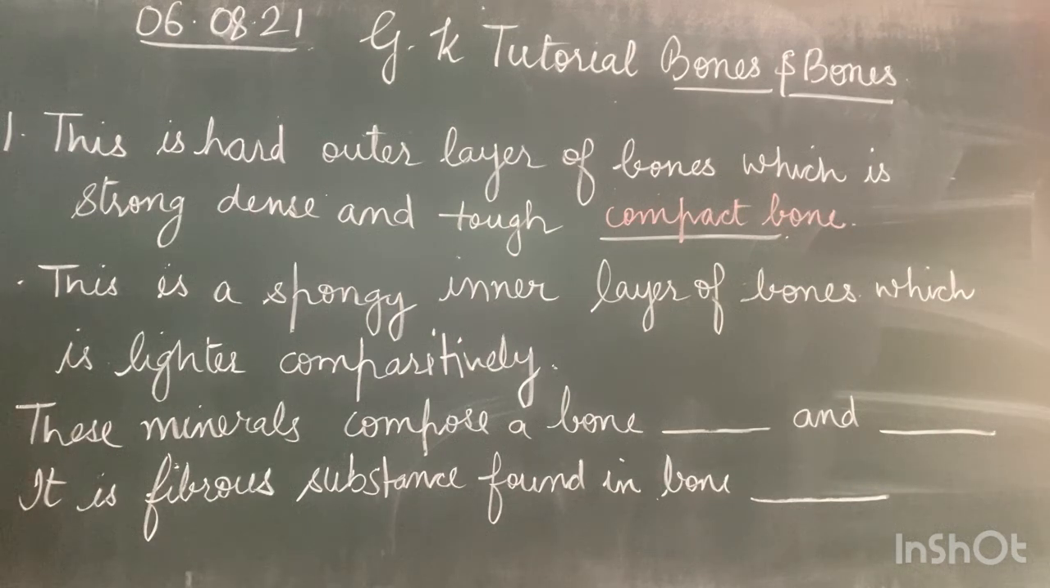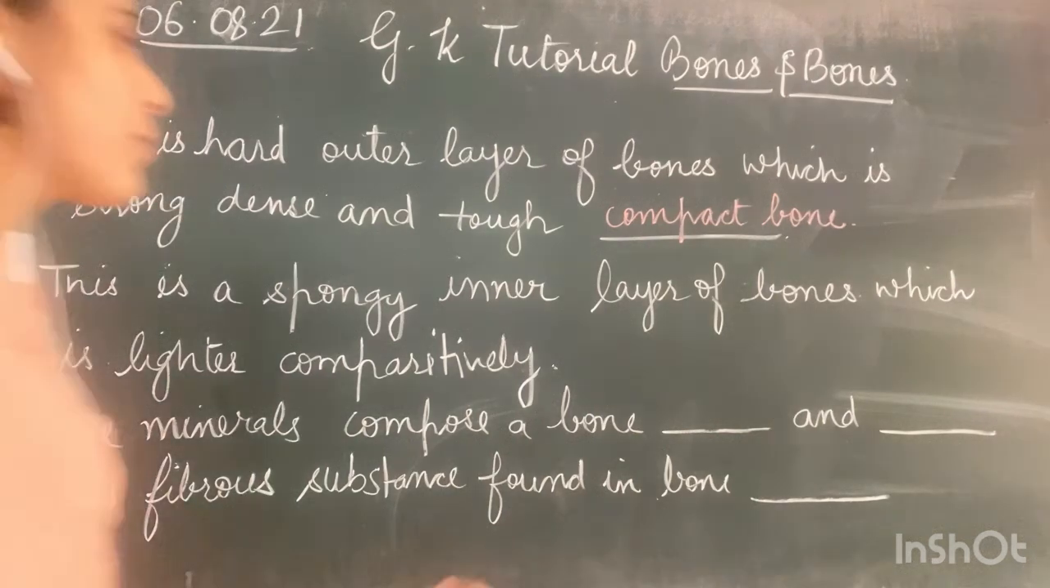Coming to the second question, this is a spongy inner layer of bones which is comparatively lighter. So what is that? It is cancellous bone.